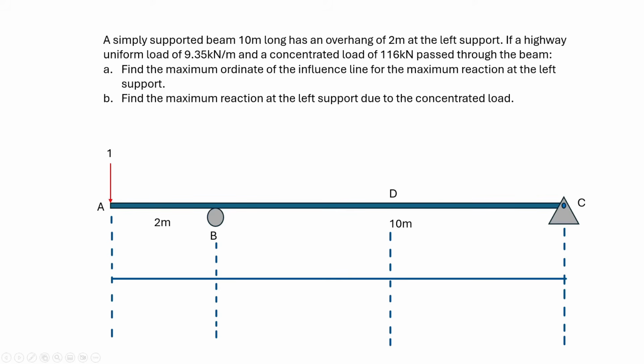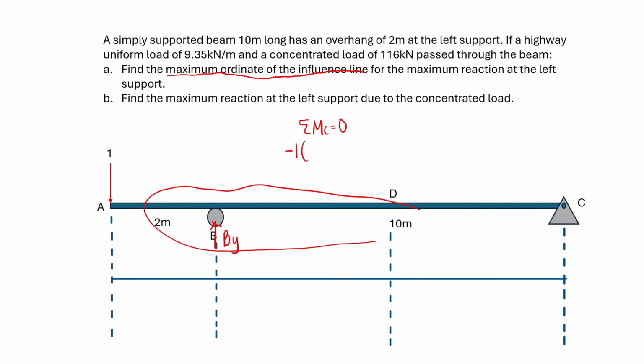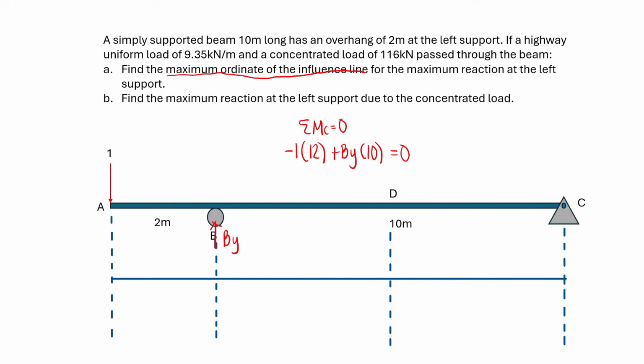Now here, we are to find the maximum ordinate of the influence line for the maximum reaction at the left support. And so what we are trying to define is the influence line for the reaction at B. And so first, let's place our unit load at the overhang. So taking moments about C, I can get By. So I have minus 1 times the moment arm, which is 12, and then plus By multiplied by 10. This is equal to 0. And so the reaction at B, when the unit load is at the end of the overhang, will be 1.2. So By equals 1.2.